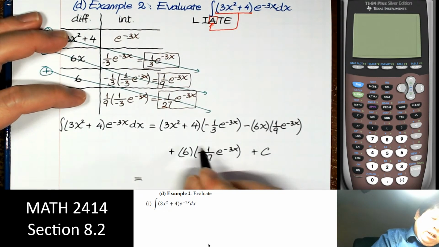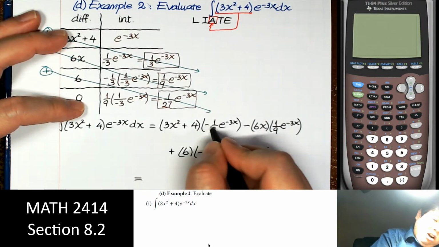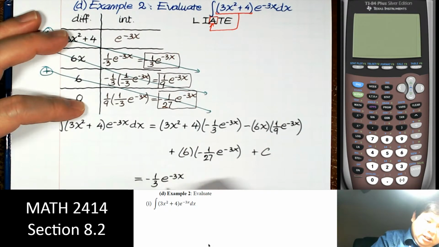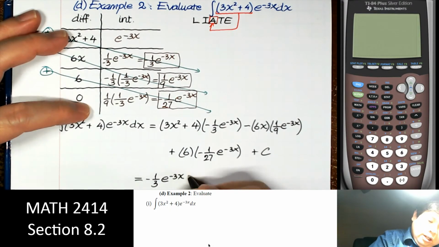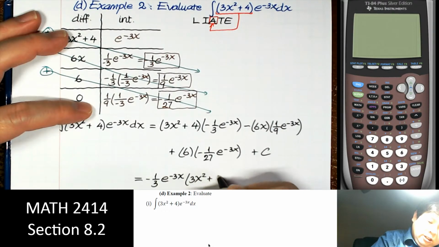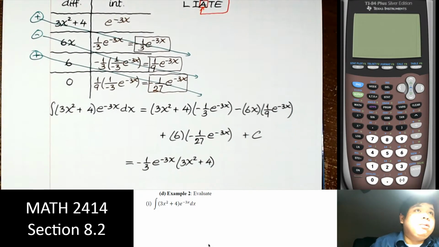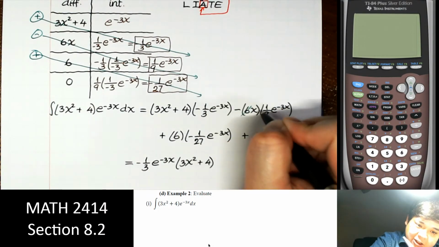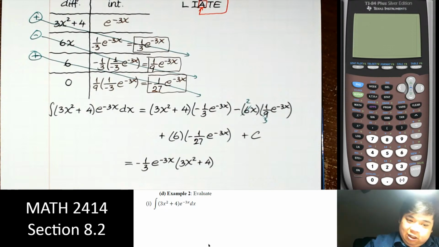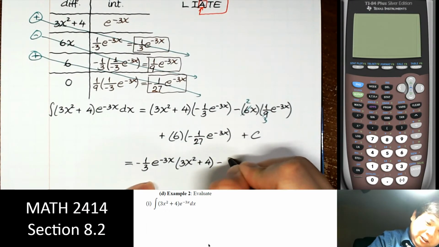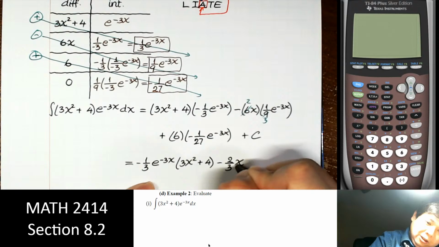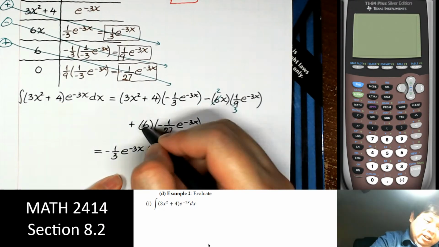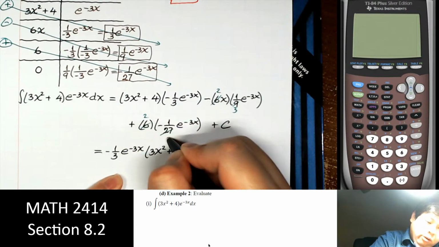Right. So we multiply them out. I will take the constant in front. Negative 1 over 3 e to the negative 3x. And then 3x squared plus 4. And then 6 divided by 9, 2 over 3. And 6 and 27, 2 over 9.